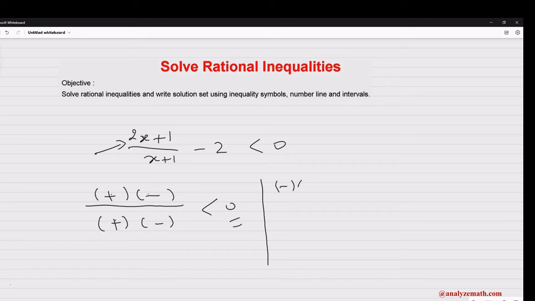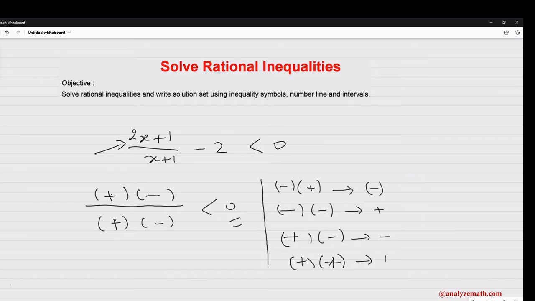So, for example, minus multiplied by plus gives me minus, negative. Negative by negative gives me positive. Positive by negative gives me negative, and positive multiplied by positive gives me positive.